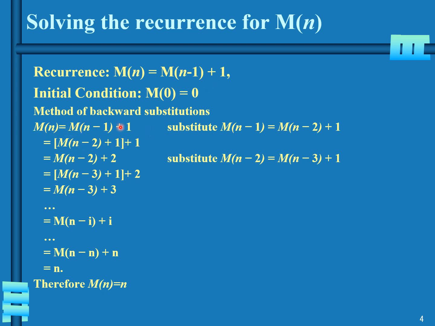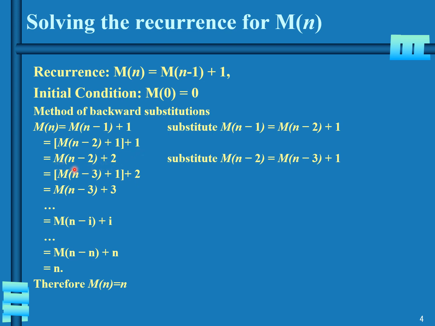So this is the required recurrence. By using backward substitution, you have to substitute the value for M of n minus 1. In order to get the value of M of n minus 1, in this equation you can substitute n equal to n minus 1. So M of n minus 1 is equal to M of n minus 2 plus 1. So in this M of n minus 1, you substitute the value of M of n minus 2 plus 1. As it is, in this equation you are having that 1. So if you simplify this, you will get M of n minus 2 plus 2.